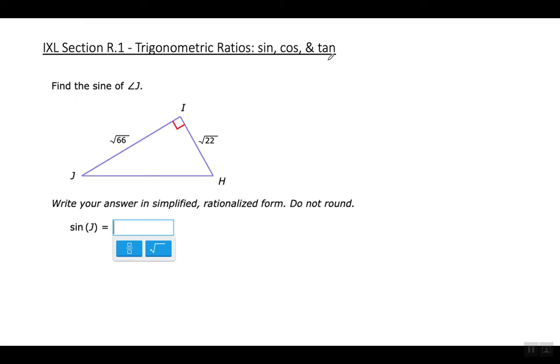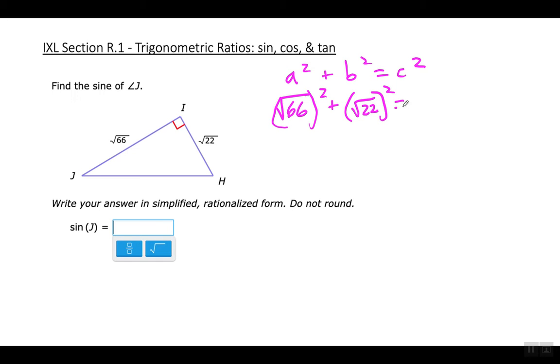All right, so this one. Before I begin, let me find the hypotenuse by using the Pythagorean theorem. When I plug these in, I'm going to have square root of 66 to the second power plus square root of 22 to the second power equals c squared.